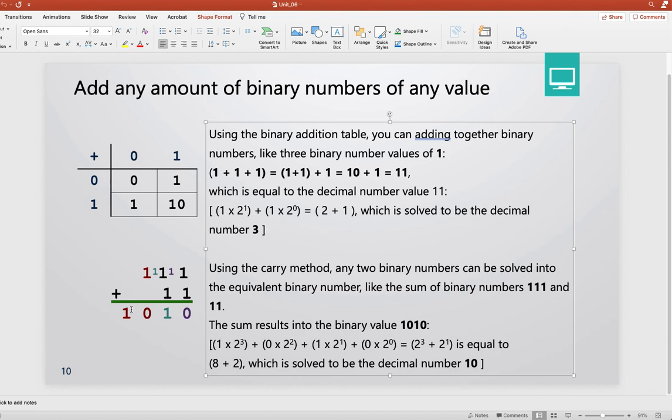And here is another more complex example of adding binary numbers. If you want to compute the sum of binary numbers 111 and 11, the result will be 1010, and here is the computation process with the adding table.